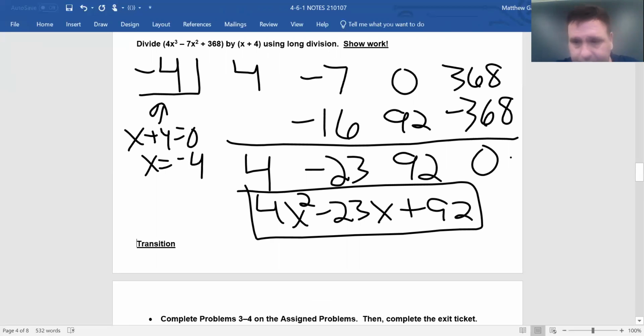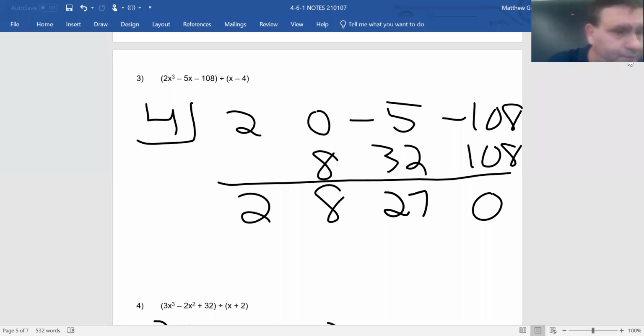What I want you to do next is try problems 3 and 4, and I'll be back to go over it. Okay, briefly, we'll go over problems 3 and 4. In problem 3, the excluded value is 4. And for the coefficients, you need a 0 between the 2 and negative 5, because you got 2x cubed and 0x squared. The constant's negative 108. So your coefficients are 2, 0, negative 5, negative 108.